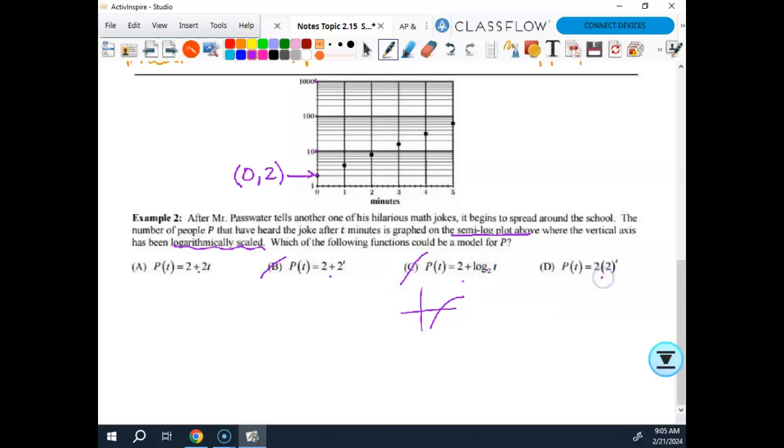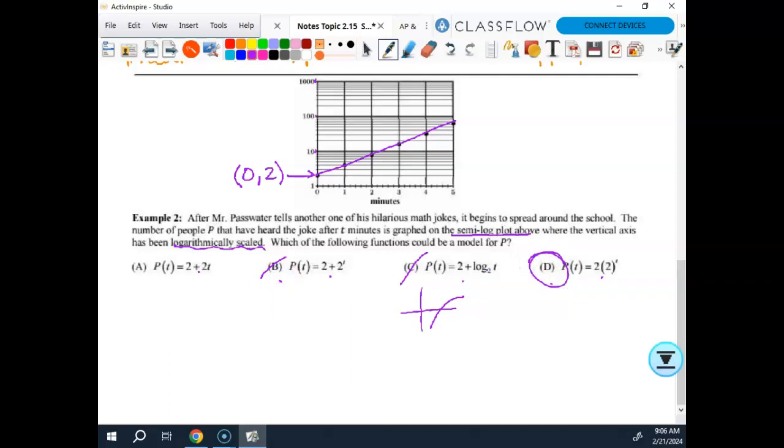If I substitute 0 into here, am I going to get 2 out? Sure about that? Yeah, because 2 to the 0 power is 1. 1 times 2 is 2. So I've narrowed it down between A and D. But I really could have narrowed it down a whole lot more, because this is a logarithmically scaled graph. This appears to be linear, which means what kind of function would it represent? Exponential. And your only exponential choices are B and D, but D is really in the correct form. Okay.